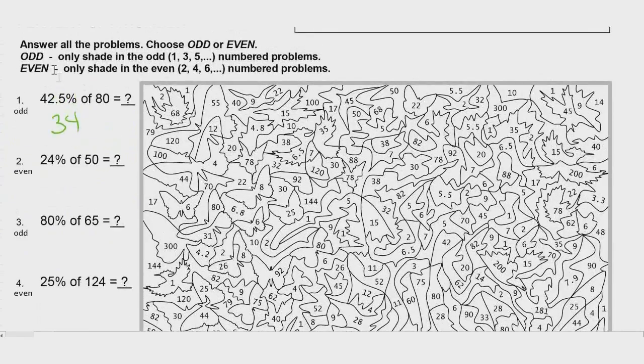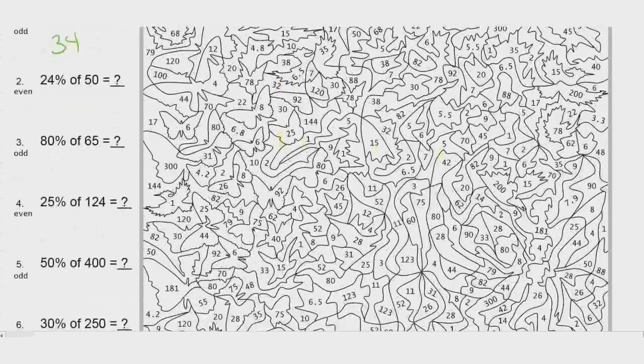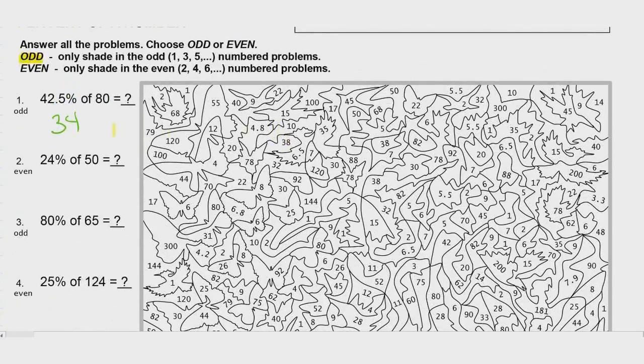If you chose that you want to do the odd, remember you're going to choose odd or even. If you chose odd, you would shade in any 34s you can find in this picture. If you didn't do odd, you're doing even, you don't shade this one in. Problem number 2, it says 24% of 50. So let's go over here.